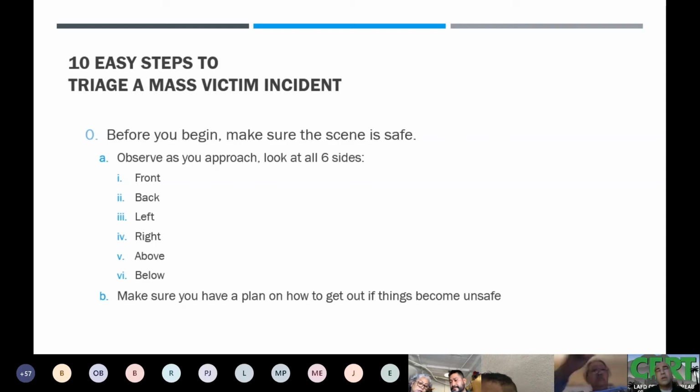So I've put together 10 easy steps to manage a mass victim incident.